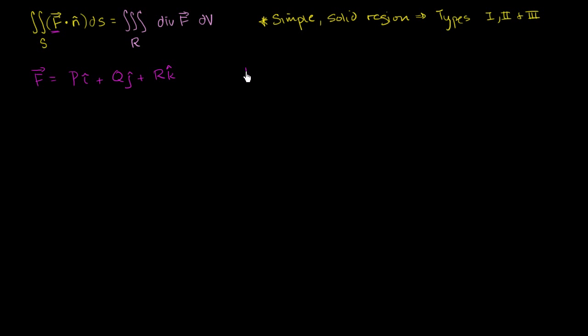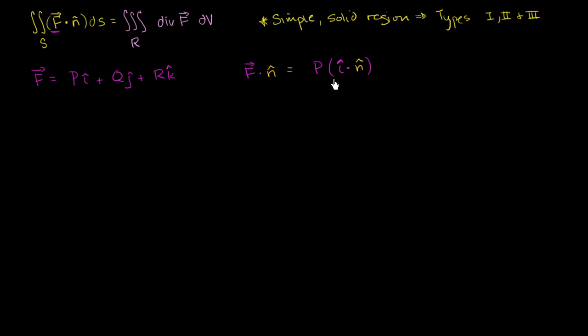F dot n is going to be equal to this component right over here times n's i component, plus this component right over here times n's j component, plus this component here times n's k component. So it could be written as P times, or I'll just write P open parentheses, the dot product of i and n, i dotted with n, and let me make sure I write i as a vector, as a unit vector.